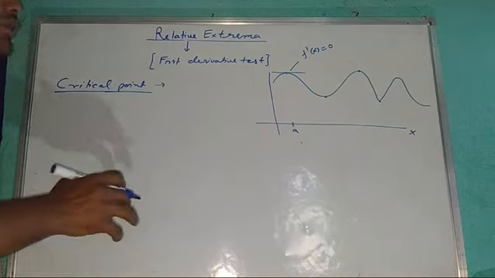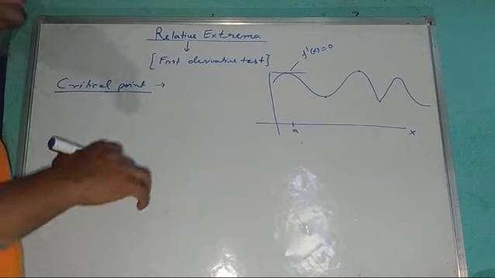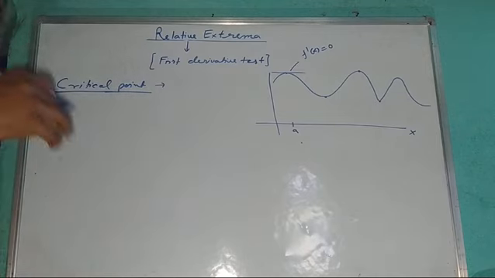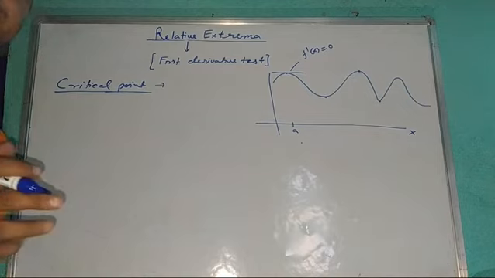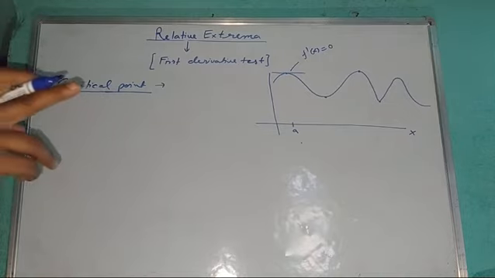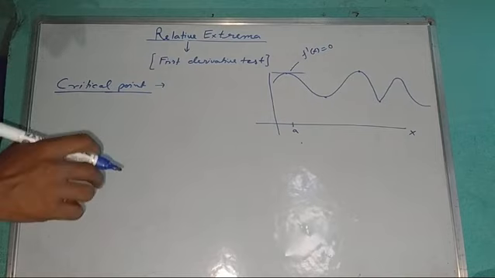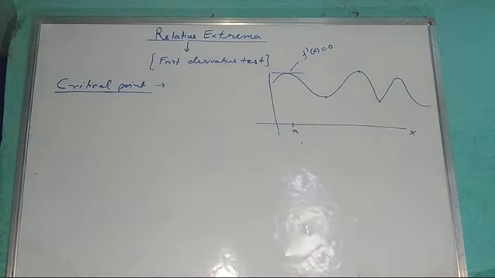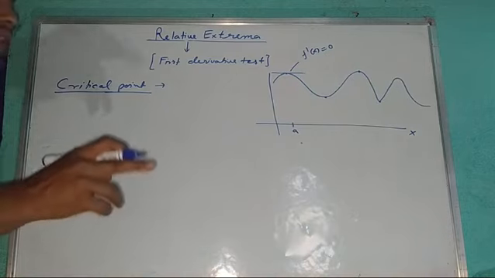Okay, so a point at which the function changes from maximum to minimum, that is, changes its slope from positive to negative or negative to positive, is also known as a critical point. We can also say that a point at which the function changes its slope from positive to negative or negative to positive is also known as a critical point.